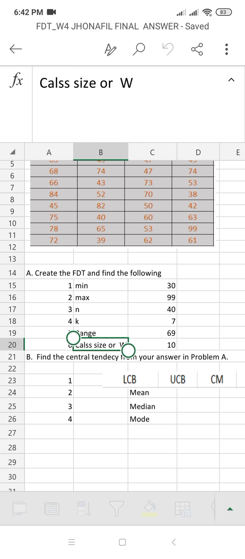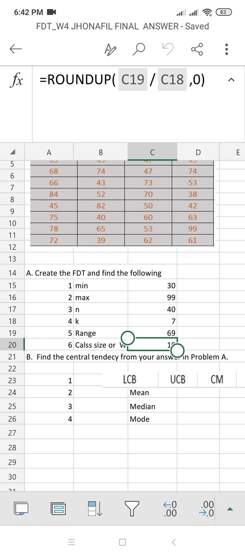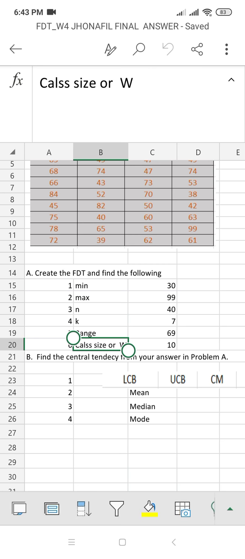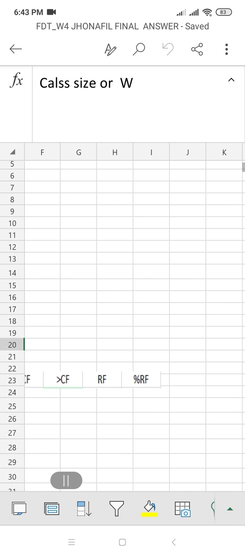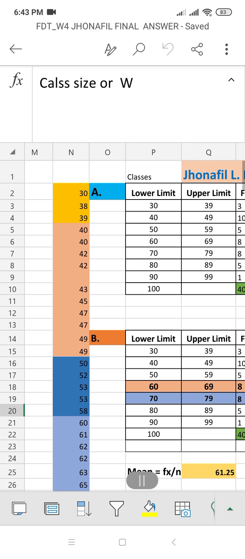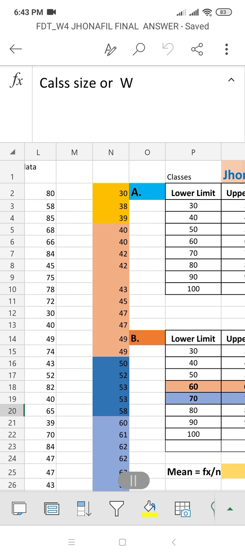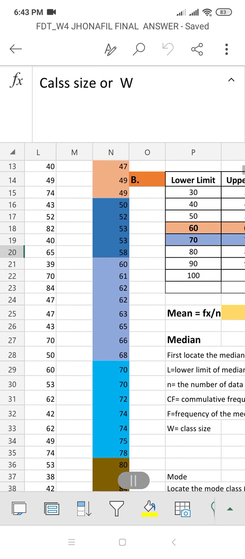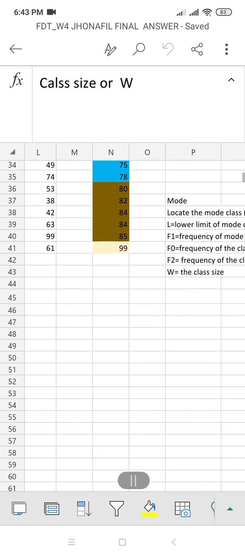And for the class size, this is our formula. We have to divide the range by the K and round up, so we have 10 as the class size, or the W. Then after that, we're going to arrange the data set. So here is my arrangement, from 30, from least to greatest, up to 99.